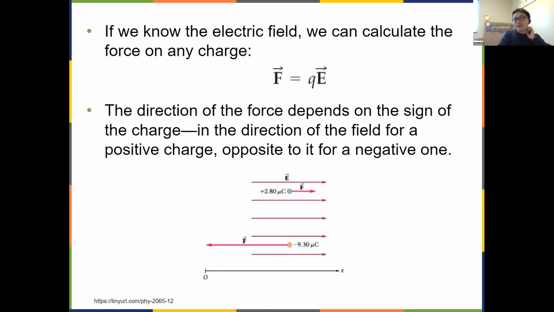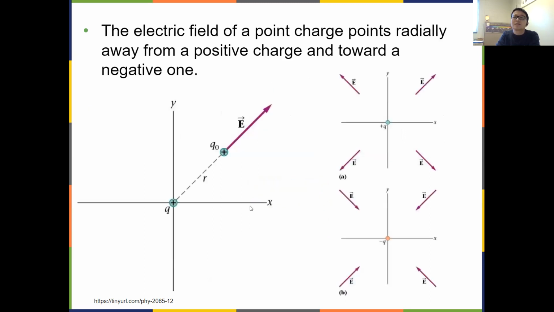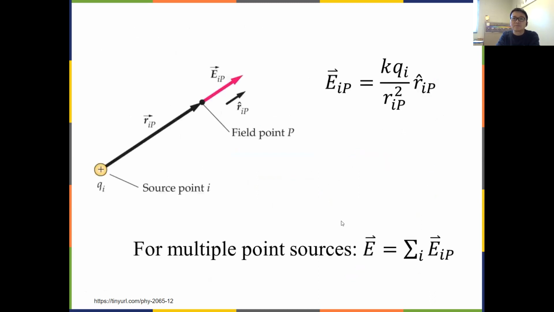Depending on whether you have a positive or negative Q, your force and field could be in the opposite direction or in the same direction. For positive Q, the E field and force are in the same direction. For negative Q, they are in the opposite direction. And again, positive Q as the source has the field pointing away from the source, negative Q has it pointing towards the source.